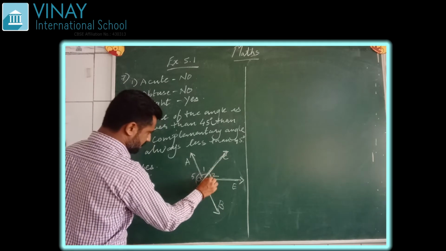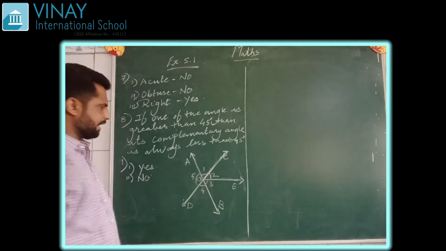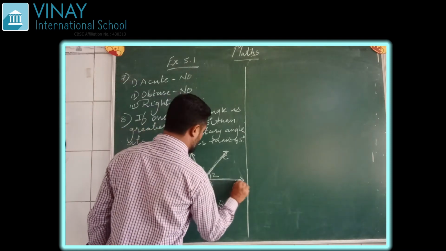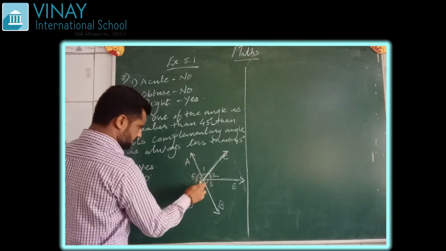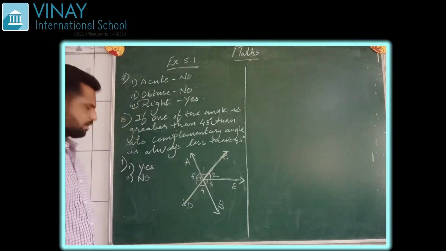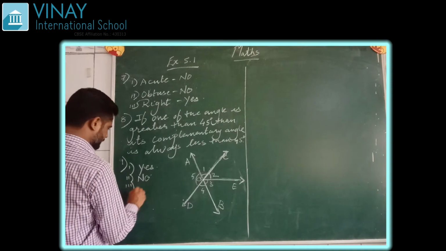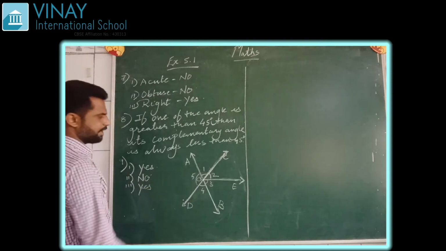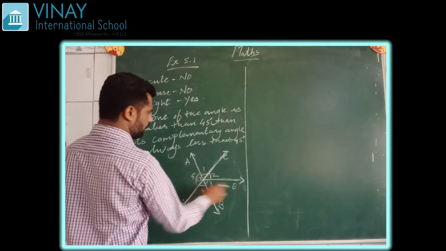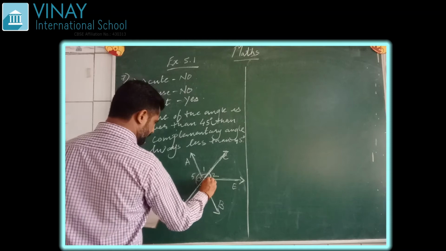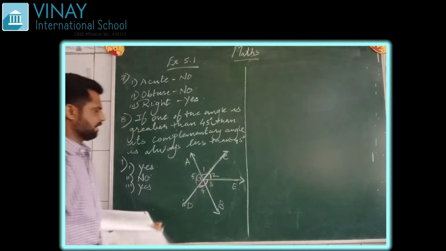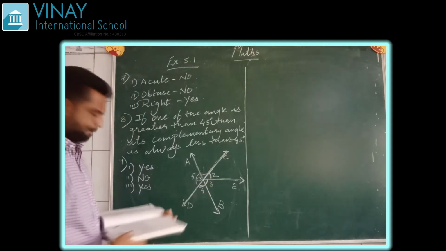It means this plus this is 180 degrees and they have one common arm between them, and the other two rays are opposite to each other. So we can say that yes, they form a linear pair. Angle COE and angle EOD, with this angle and this whole angle, they form a linear pair.